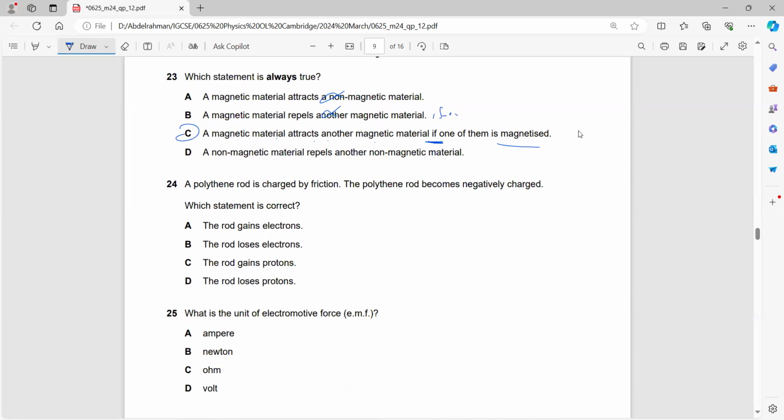A polythene rod is charged by friction. The polythene becomes negatively charged. Why is it negatively charged? Because it gains electrons. The unit of electromotive force is the volt.